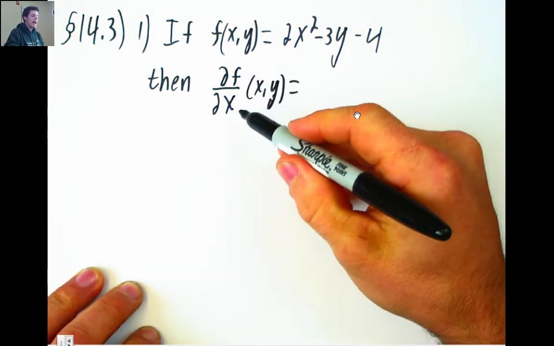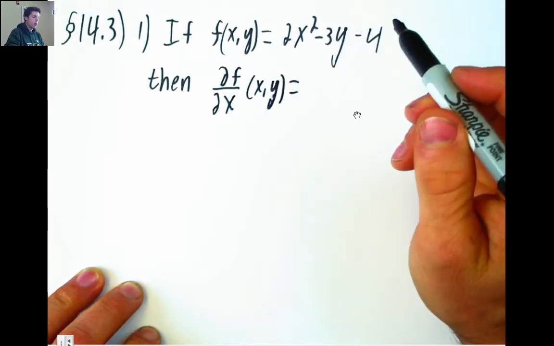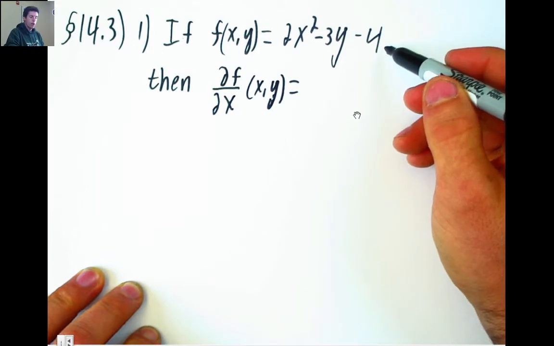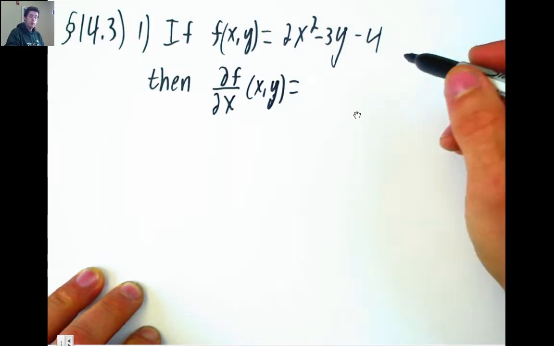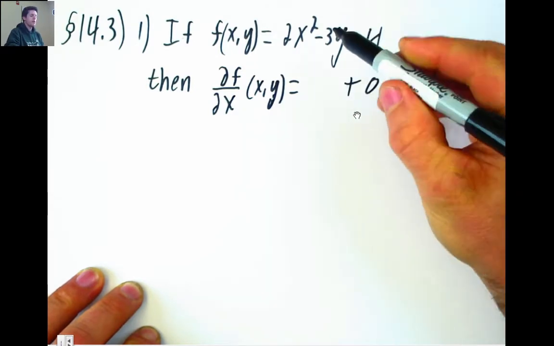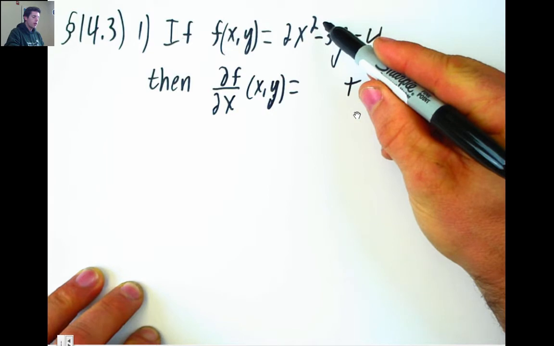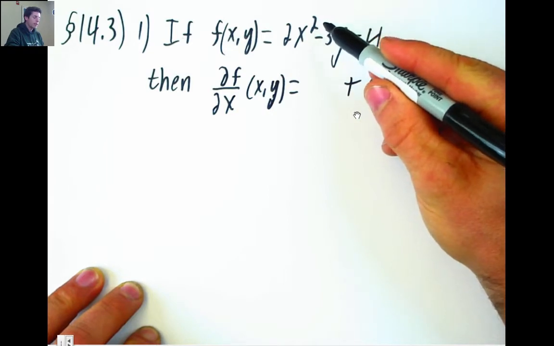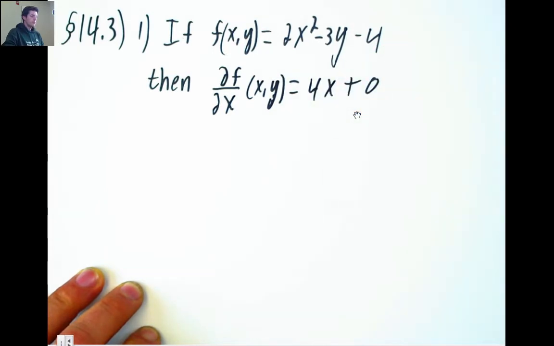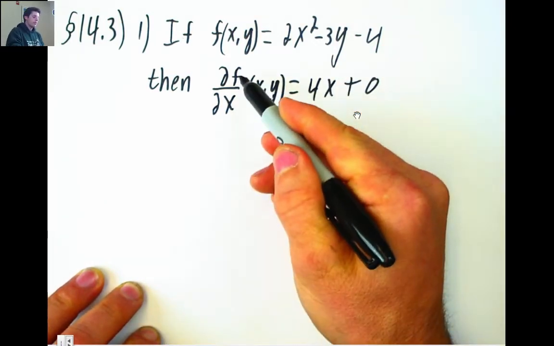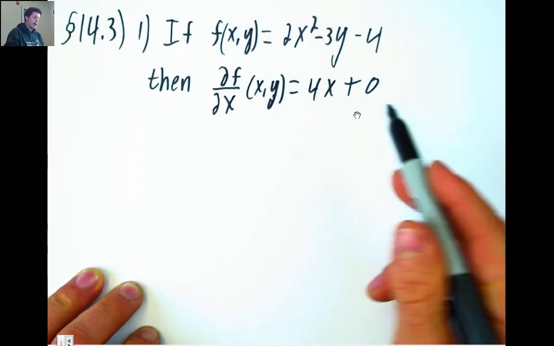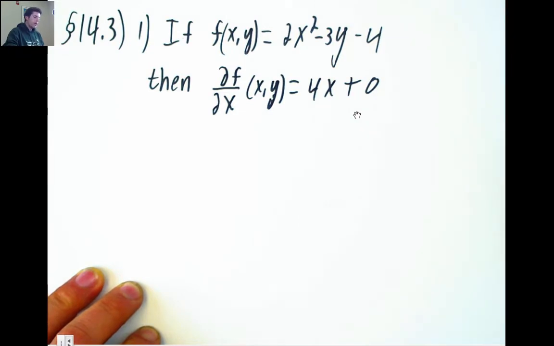The partial derivative with respect to x is meant to treat x as a variable and y as a constant. And so I think of minus 3y minus 4 as simply a constant, and a derivative of a constant would be 0. So those parts are 0. The derivative of x squared with respect to x is 2x, so this will be 2 times 2x, or 4x. Alright, so the derivative with respect to x of f evaluated at xy is 4x, independent of y.